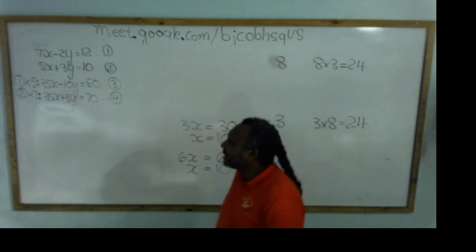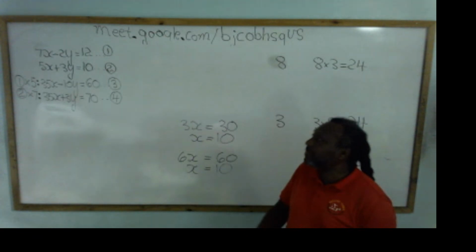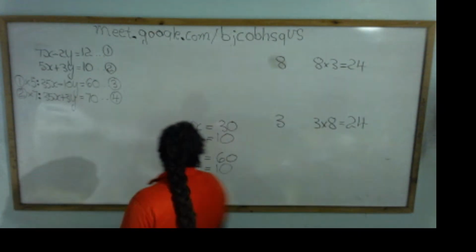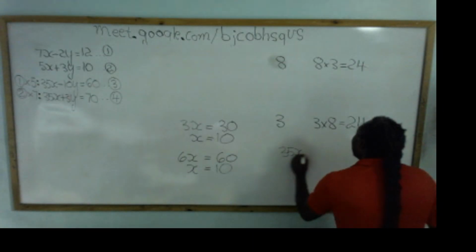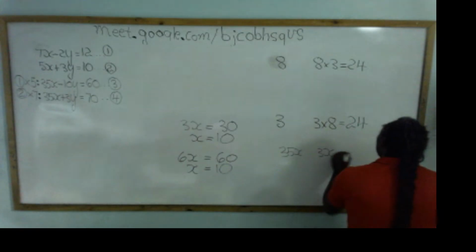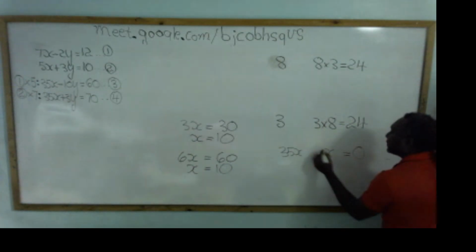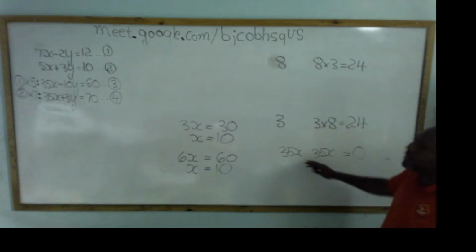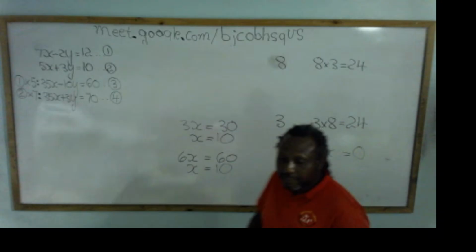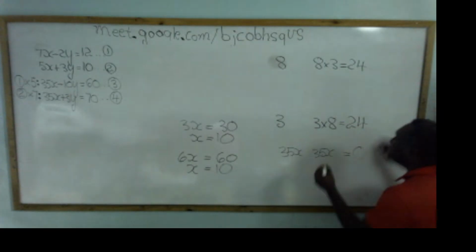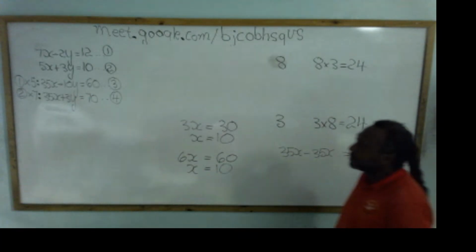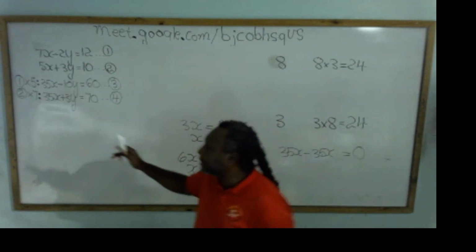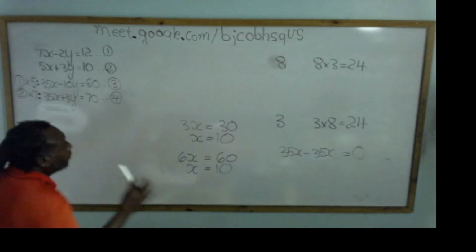Okay, all right. So let us eliminate now. Since we have a 35x and a 35x, we want a 0. So we have 35x here, 35x there. We need a 0. So in order to get the 0, we will have to put a sign here, which is a subtraction sign. So we will subtract one equation from the other.